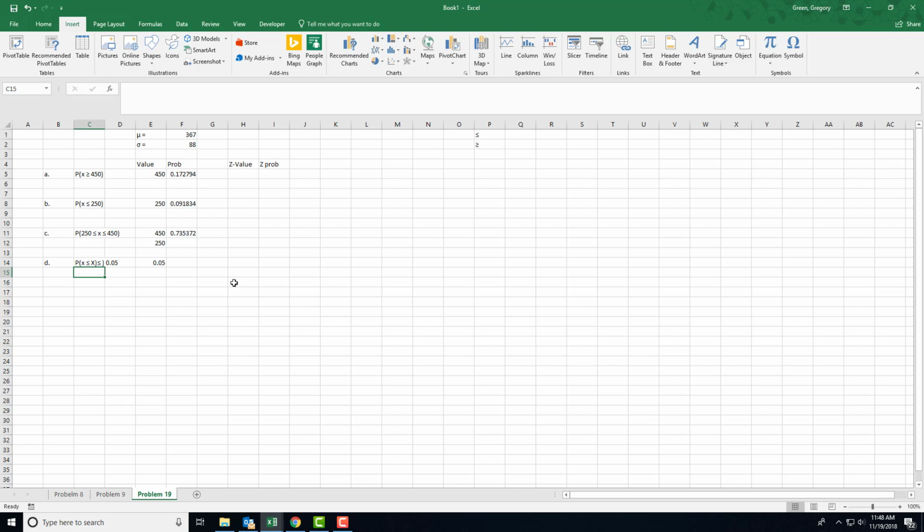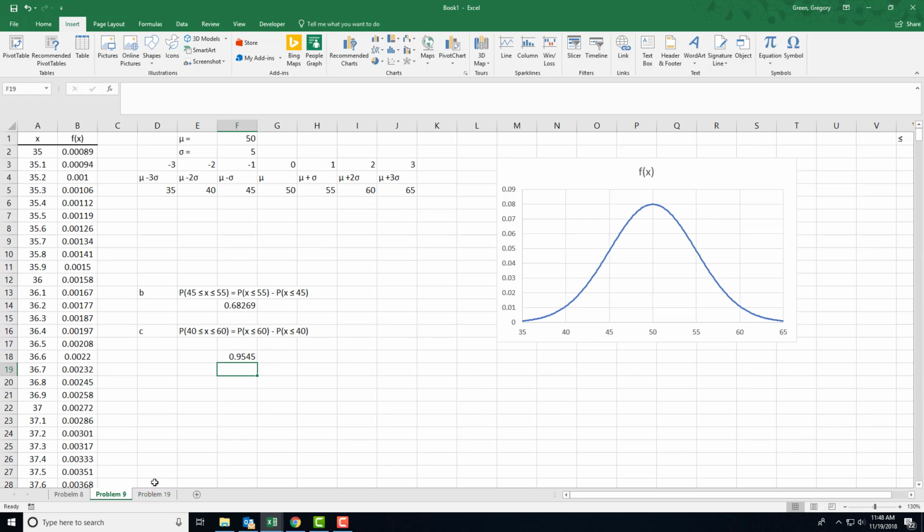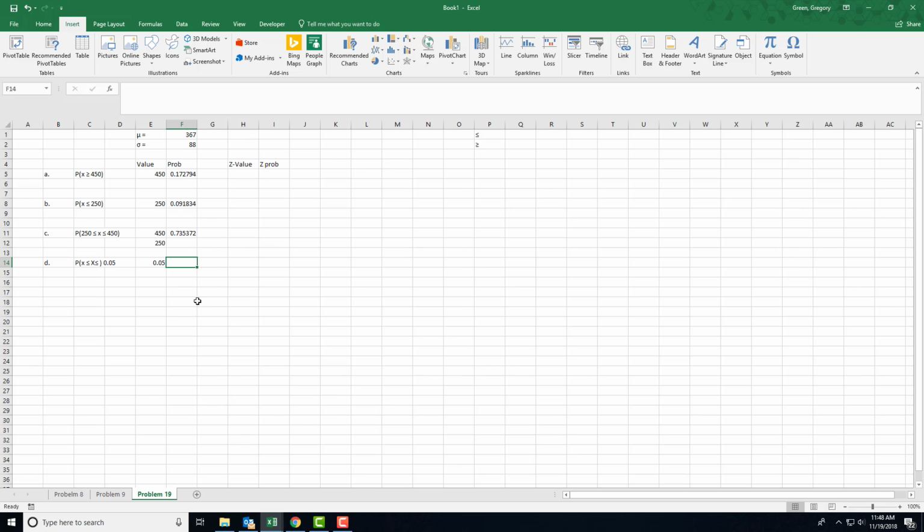So I'm actually looking for an inverse. I'll repair this later. Okay? But I'm actually looking for an inverse this time. In other words, they're telling me that there's 5% of the area to the left of some number. And I'm looking for that number where 5% of the area is to the left of the number. So I'm actually looking for something called norm inverse.